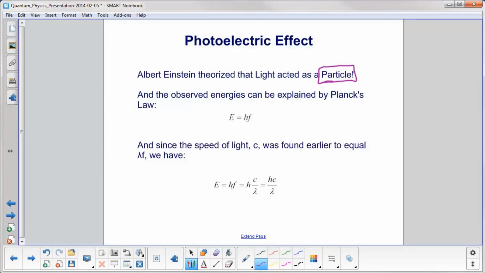And the observed energies of the light can be explained by Planck's law. E, the energy of the light, equals h, which is Planck's constant, times the frequency of the light. Now, earlier we found that the speed of light was equal to lambda f, so just substituting in for f, we come up with another equation for the energy of the photons. It would be h times the speed of light divided by the wavelength of the light.